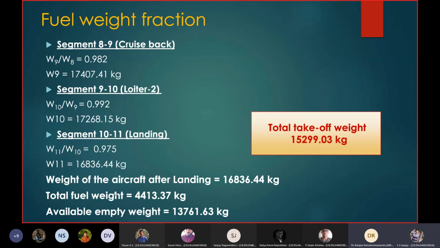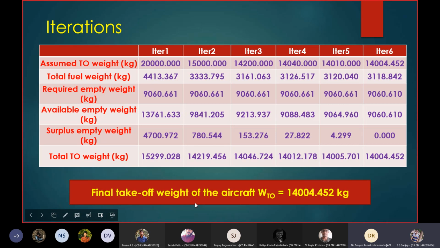And then as the empty weight was already fixed, I have to just adjust my available empty weight. Why is the weight the same, fixed? Sir, because the same aircraft has to do this mission also. So the empty weight that we got from the combat mission, we took it as a required empty weight for the rescue mission. This is a secondary objective, the combat is the primary objective.